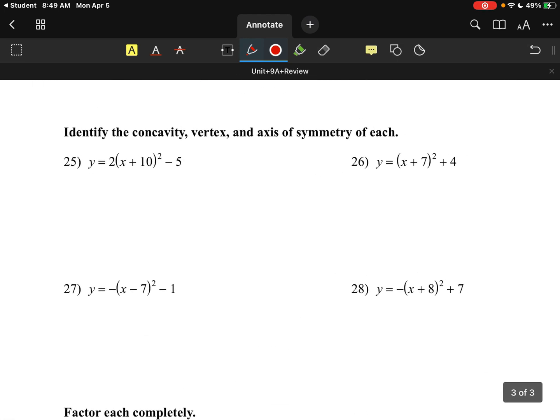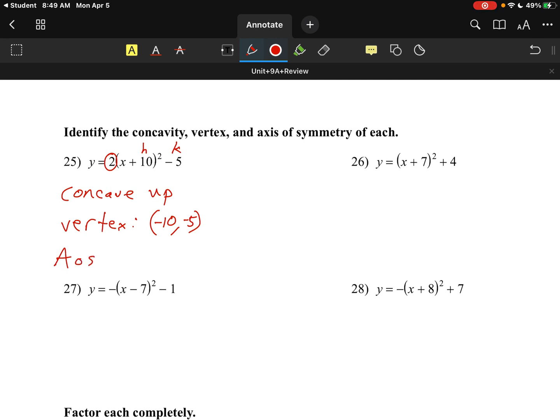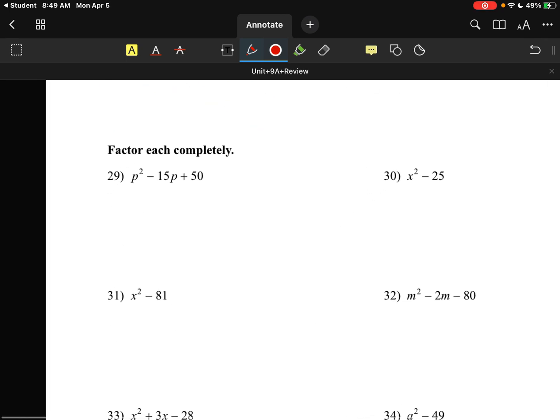And then this one's vertex form. You still find the concavity, so it's concave up, since that number's positive. Your vertex is the h and k. For h, you take the opposite, so instead of positive 10, it's -10. And k is -5. And the axis of symmetry is x equals whatever h is, so x equals -10. Okay, so that's it for those.